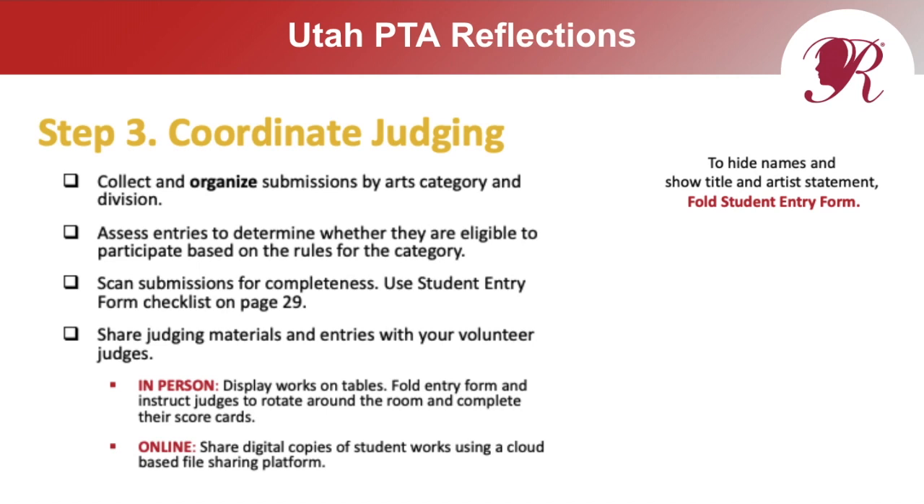There's several different ways to have your judging. You can take it to people and pass it around from person to person. You can have it judged at your school by displaying the works on the tables, fold the entry form in half, and instruct the judges to rotate around the room and complete their scorecards. You can even have online judging where you share digital copies of the student work using a cloud-based file sharing platform.